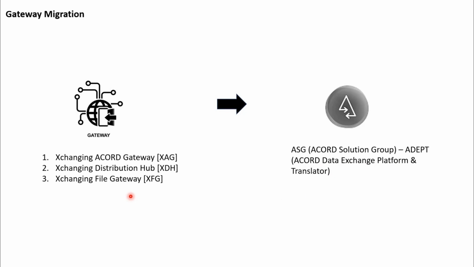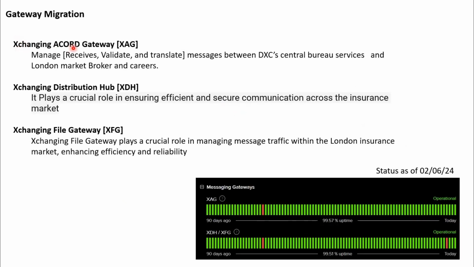So let's try to understand what is going on here. We will first try to understand what this component is, and then what this component is, and then we'll try to understand why all these things are happening. First things first, Exchanging ACORD Gateway.